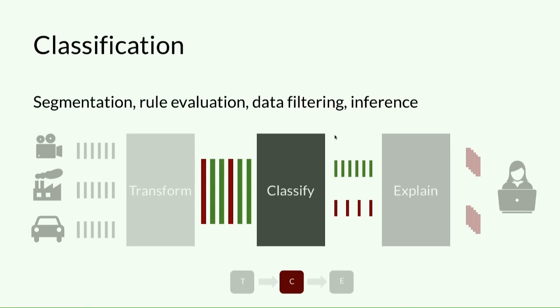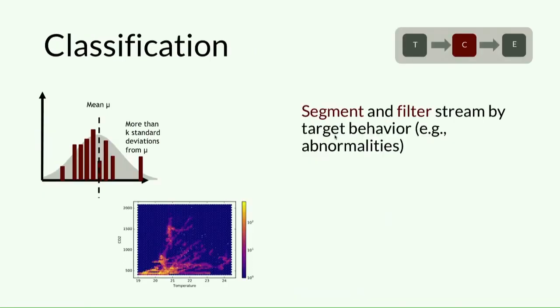And then the classify stage, right? The goal is to segment and filter some stream by a target behavior, like find the abnormalities, right? Now, in this case, when I wrote the diff query, I specified explicitly what I want my outliers and inliers to be, right? Now, we've also added a couple of more advanced techniques for doing this, because in high-dimensional cases, it might be very hard to segment your data into outliers and inliers.